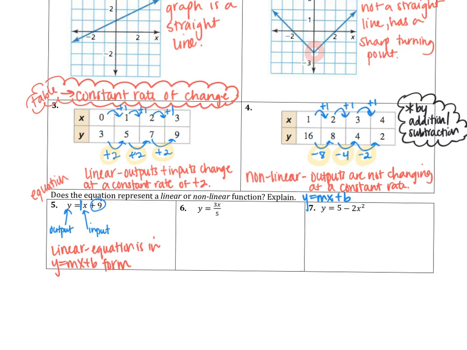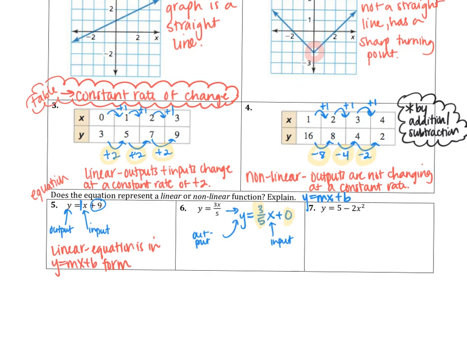Our equation is in y equals mx plus b form. Okay, let's look at the next one. y equals 3x over 5. If you think back, we really could write this as y equals 3 over 5x. And since there's no number hanging out here at the end, that's really plus 0. So again, I have an output, I have an input, and I have 2 constants.